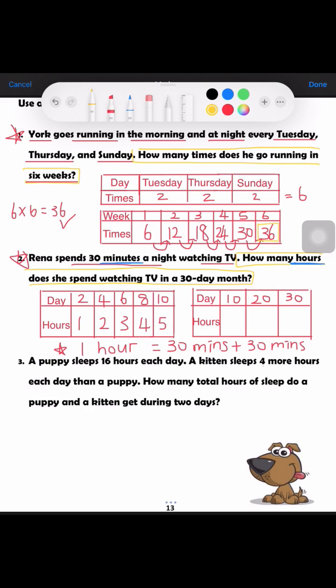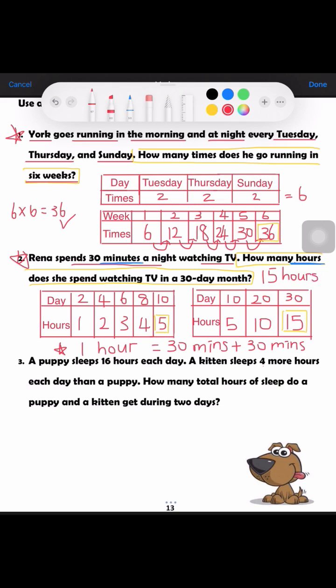So in 10 days, she spent 5 hours to watch TV. So we put 5 here. How about in 20 days? It will be 5 plus 5, which is 10. And in 30 days, it will be 10 plus 5, which is 15. So she spent 15 hours to watch TV in 30 days.